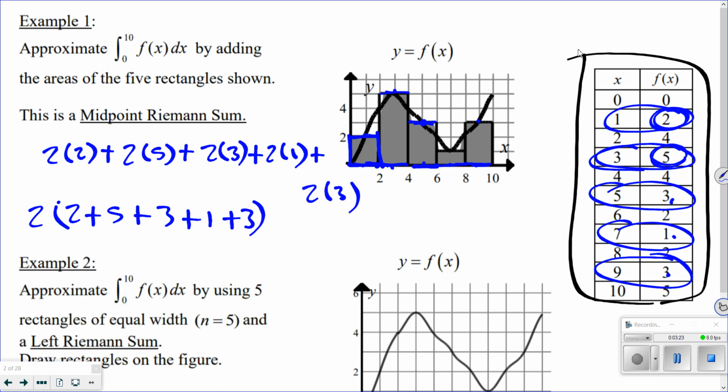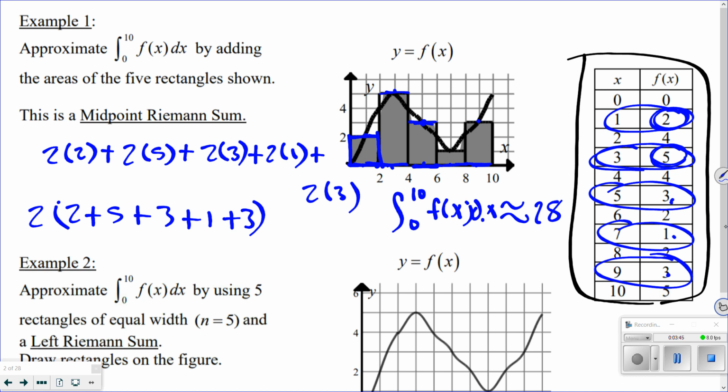So we would say that definite integral, it wants us to approximate it. I'd write it this way. The definite integral from 0 to 10 of f of x dx is approximately, make sure you use approximate symbols, is approximately, now I forgot what it was, was it 28, I think? So it was approximately 28.